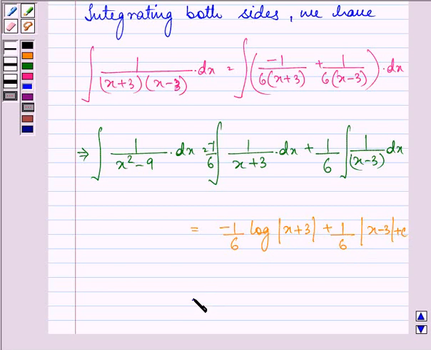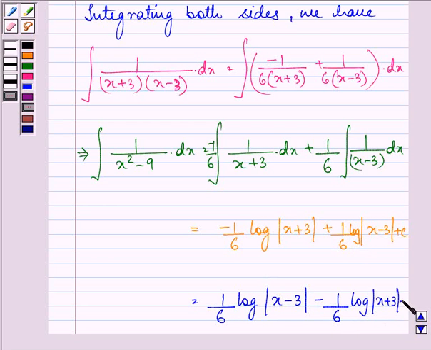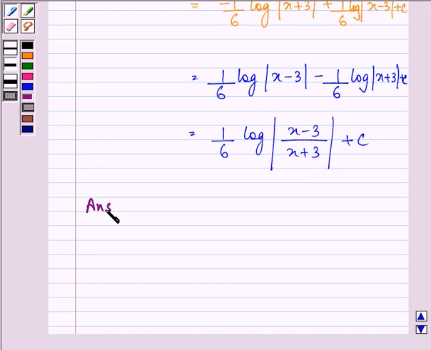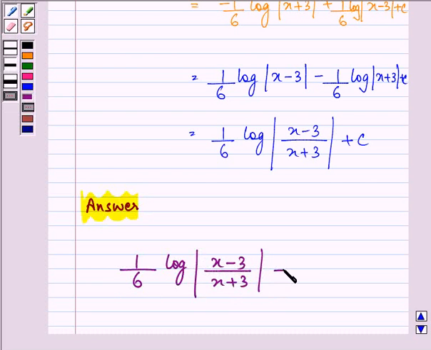So on rearranging, we can write it as 1 upon 6, here we had log also, log of mod x minus 3 minus 1 over 6 log mod x plus 3 plus c, which can be written as 1 over 6 taking common log mod of x minus 3 upon x plus 3 plus c. So the required answer to the question is one over six log mod x minus 3 upon x plus 3 plus c.